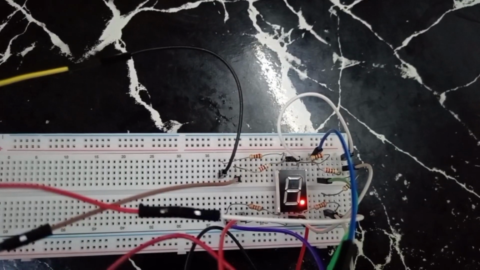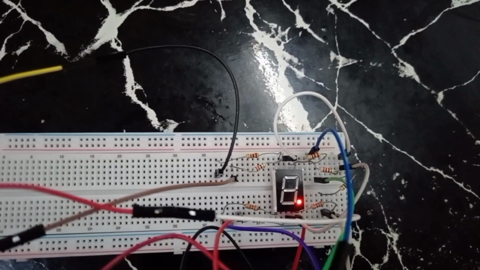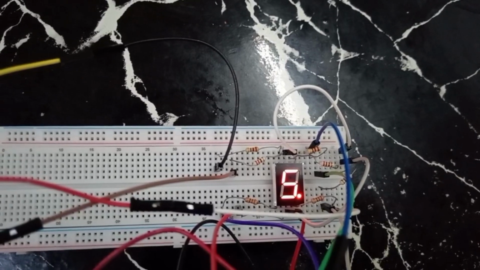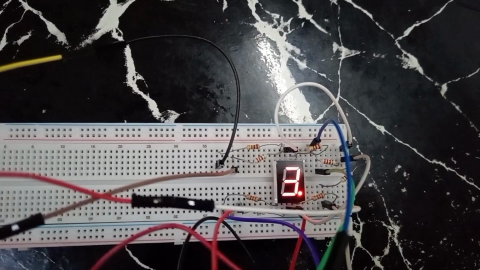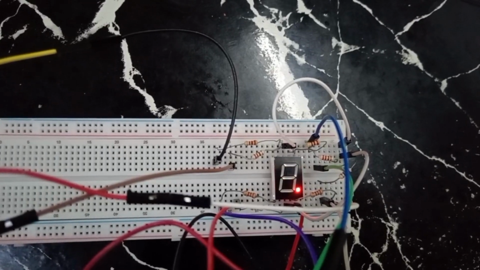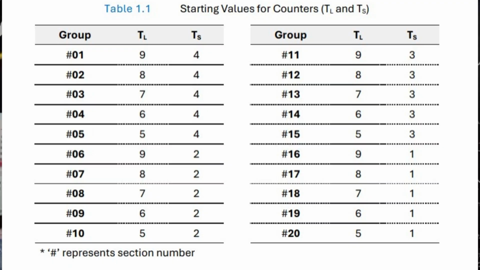The 7-segment will function as a timer, mainly to show a countdown for the transitioning period and for the crossing duration. The specific values for the length of the transitioning period and the crossing duration were chosen based on table 1.1 of the lab sheet that specifically indicates that group 8 should use 2 seconds for the transitioning period and 7 seconds for the crossing duration.